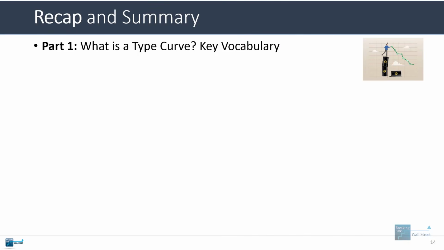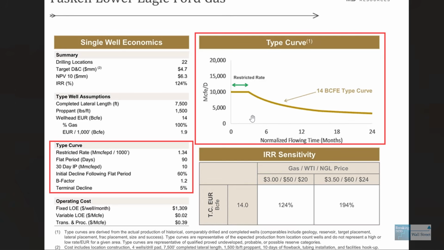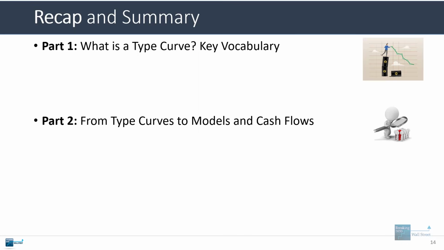What is a type curve? I showed you an example in the beginning. It spells out what the initial production from a company's well in a specific region is, and then how it declines over time. And ideally, it gives you factors like the B factor and the estimated ultimate recovery and the D&C costs and everything else you might use to move from that type curve, the production, to the revenue, the asset level expenses, and the CapEx and cash flows as I showed you.